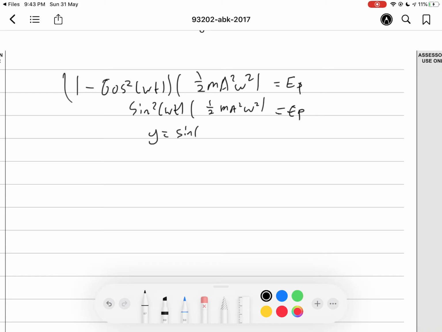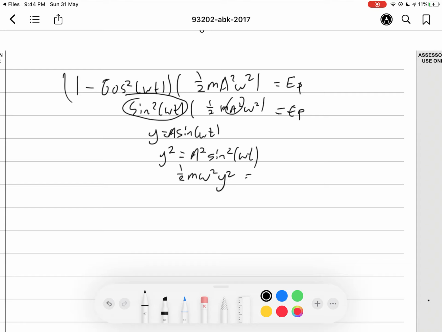Alright, so we know that y equals a sine omega t. Sorry, a sine omega t, apologize. So we know y equals a sine omega t, and we have this a squared and this sine squared omega t here. So y squared equals a squared sine squared omega t. And we can substitute this in terms of a squared sine squared omega t in our equation. So we can say that 1/2 m omega squared y squared equals EP, because sine squared omega t times a squared is actually our displacement.